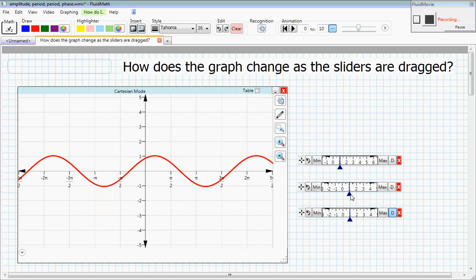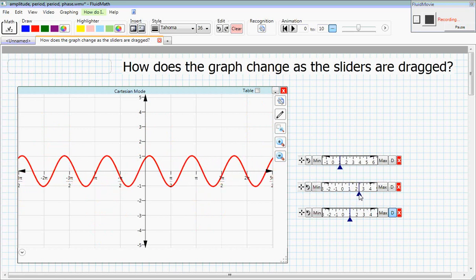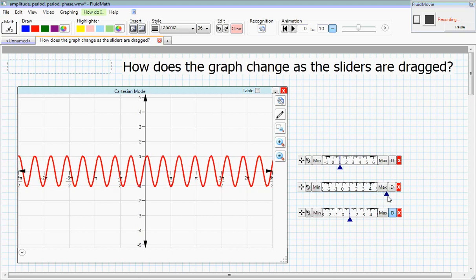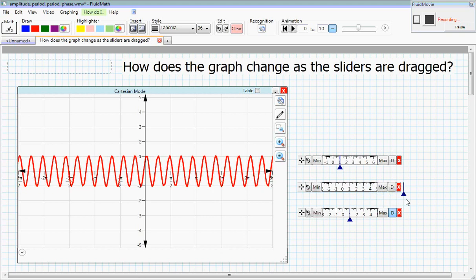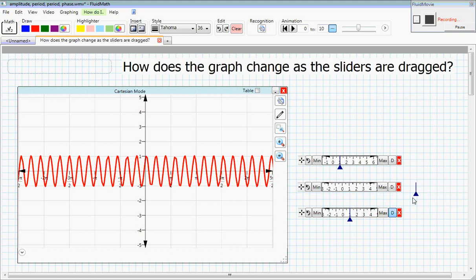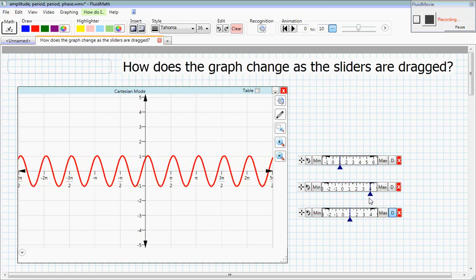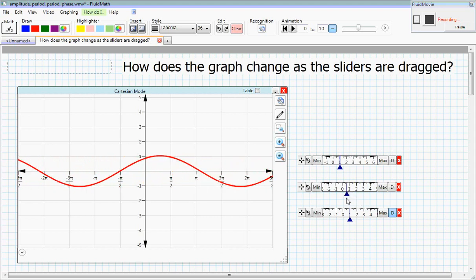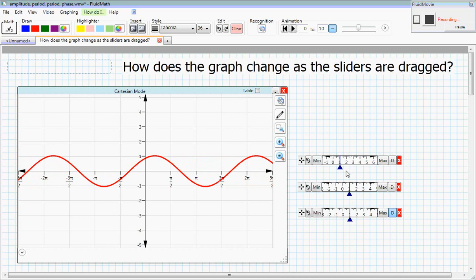I'm going to start moving it to a larger number. Okay, so what's happening? Instead of increasing the amplitude, it's sort of shrinking, or these curves that go back and forth in the sine curve are getting closer together. And now, as it grows smaller and smaller, it stretches further apart. Alright, that's different from stretching vertically. It's sort of stretching horizontally.